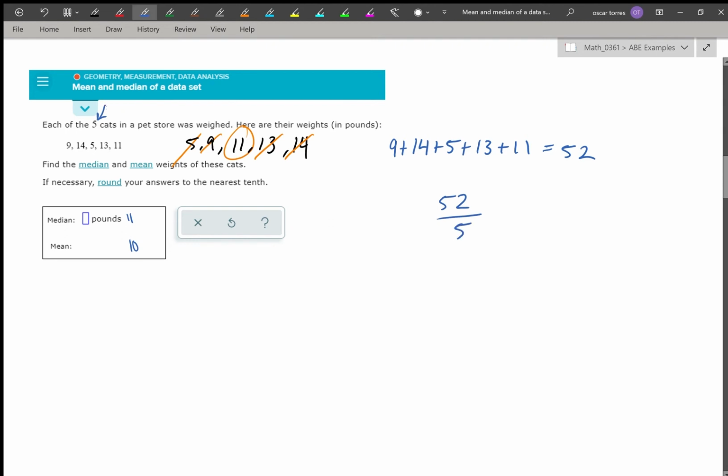If I use a calculator to do that, 52 divided by 5 ends up giving me 10.4. Now this is the average, or the mean, for the problem. The problem does tell us to round to the nearest tenth, but we already have a tenth place and nothing else after it. So we're going to leave our answer alone, and my final answer will be 10.4.